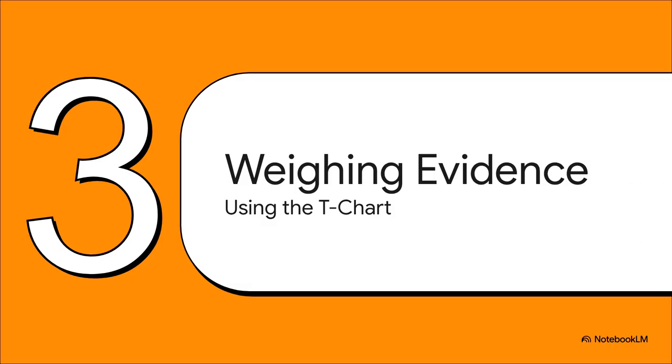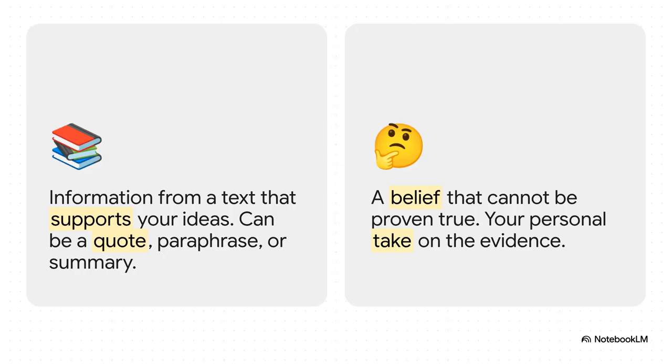All right, on to tool number 2, weighing evidence with the T-chart. Now that we can get our heads around individual words, let's zoom out a bit to the author's arguments. And for that, the T-chart is going to be your best friend. The real power of the T-chart is just how simple it is. On one side, you put what the text actually says, the hard evidence. On the other side, you put your own thoughts, your analysis, your opinions. That separation is absolutely crucial for building a strong, evidence-based argument and making sure you're not just making stuff up.